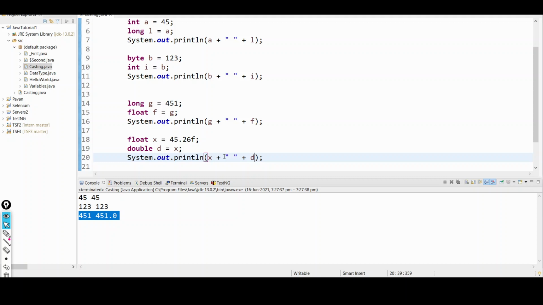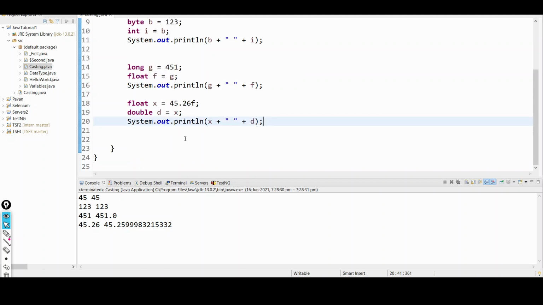Now what will be the output? 45.26 space 45.26, right? And since double is, like, we'll see why it is coming out to be these values, because of the preciseness, and we'll see later when we move to the operands. Okay, means arithmetic operations. So don't worry about this for now.